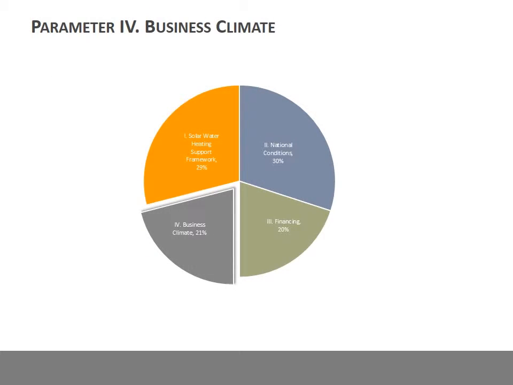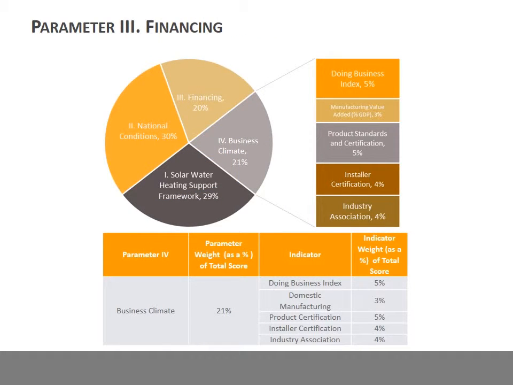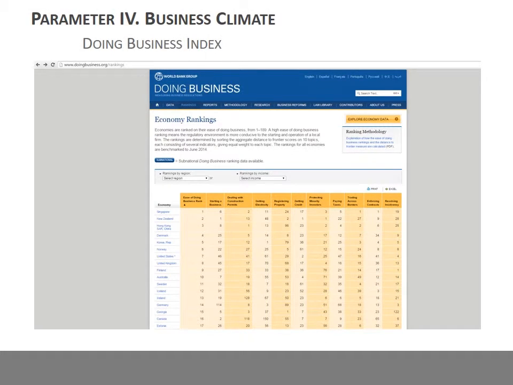The fourth and final parameter focuses on the national business climate. It has 5 indicators relating to the ease of doing business, the availability of manufacturing capacity, standards and certifications for solar water heating equipment, certifications for solar water heating installers, and the existence of organized industry associations. A country's global rank from the World Bank and International Finance Corporation's Doing Business Index is used as the basis for scoring the ease of doing business.